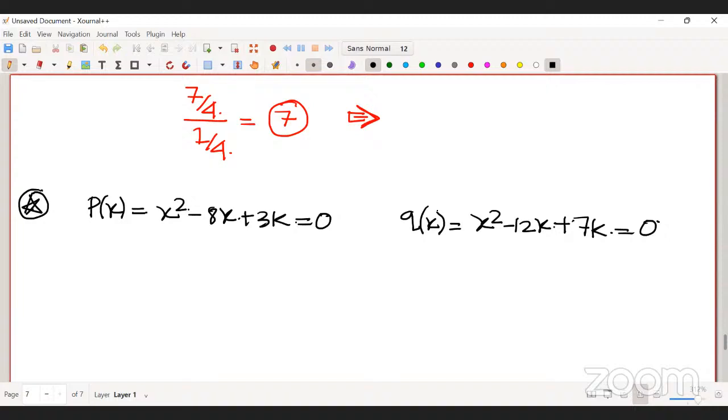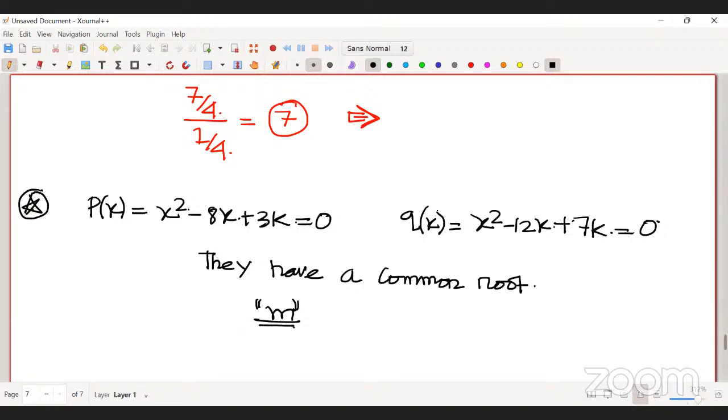But apart from that, is there anything else in that question? Yes, sir. One common root, sir. Yeah, that you should mention, right? So it says that P of x and Q of x are the given polynomials, and they have a common root. Let's say they have a common root which is m, right?